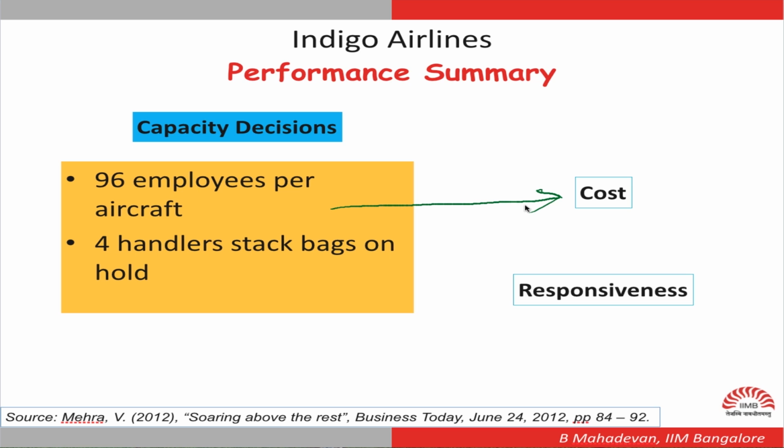Look at another capacity choice. Indigo Airlines claims that they have 4 handlers who stack bags on hold. So again, we can understand that depending upon this number, another performance metric called responsiveness will be affected. If you put more, maybe it is more responsive. If you put fewer people, the responsiveness is of a particular kind. So these are ideas of how some of the capacity decisions actually influence the performance metrics. In this case, we took an example and showed how it affects cost and the responsiveness.